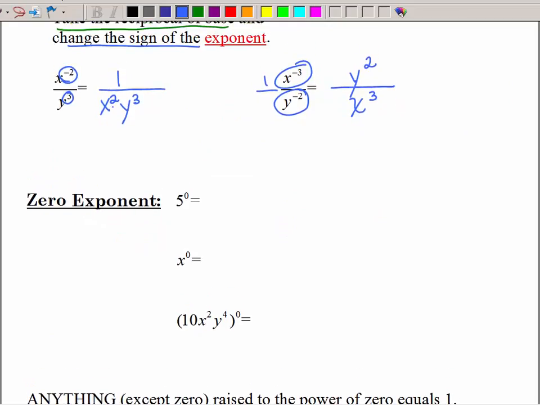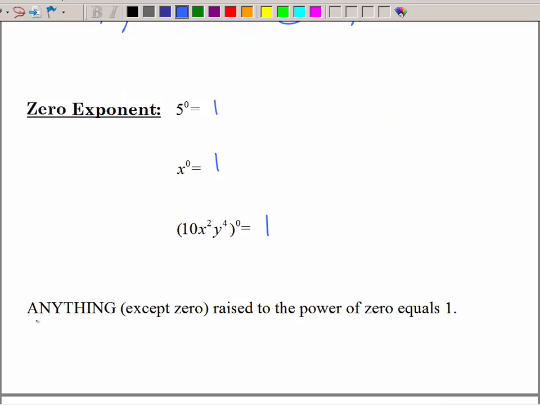Now what does that 0 exponent mean? Well, 5 to the 0 power, x to the 0, this all equals 1. Anything except 0 raised to the power of 0 equals 1. Now you might ask why. Well, I would like to show you why.